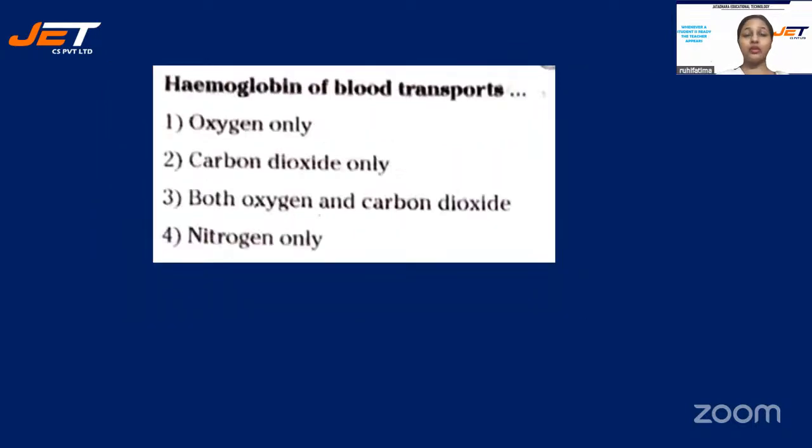Next question. Hemoglobin of blood transports. And your options are number 1, oxygen only. Option number 2, carbon dioxide only. Option number 3, both oxygen and carbon dioxide. Or is it option number 4, nitrogen only? We are talking about hemoglobin of blood, students.